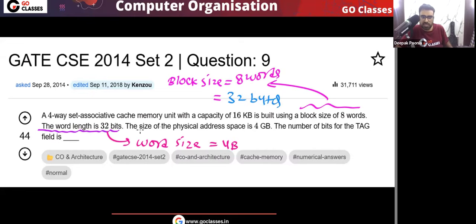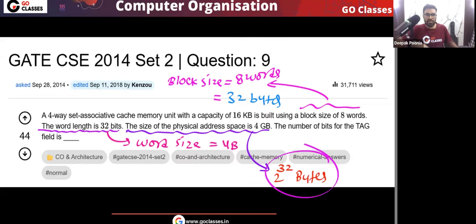Okay. Next, you can see the size of the physical address space, which means the main memory size. The size of main memory is given as 4 GB, so I can say it is 2 power 32 bytes. And by default, main memory is byte addressable. So what is the number of bits required for the main memory address, the physical address? That is 32 bits. Yes or no? So the main memory address size is equal to 32 bits.